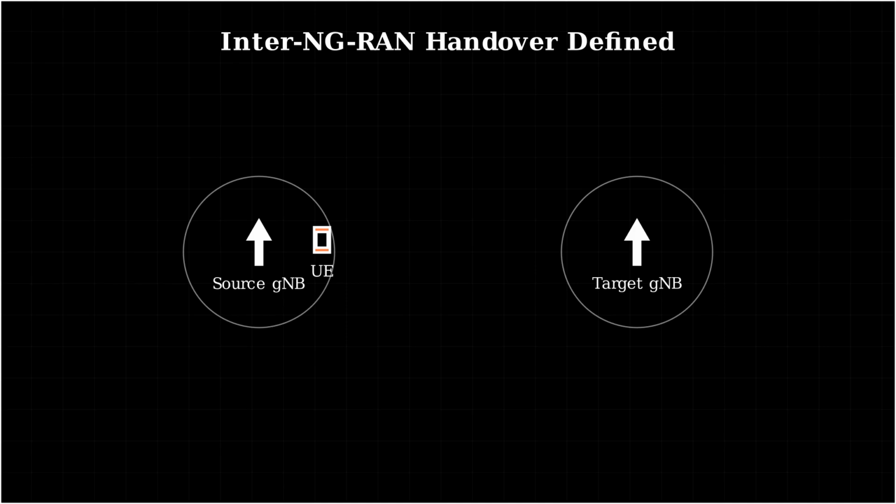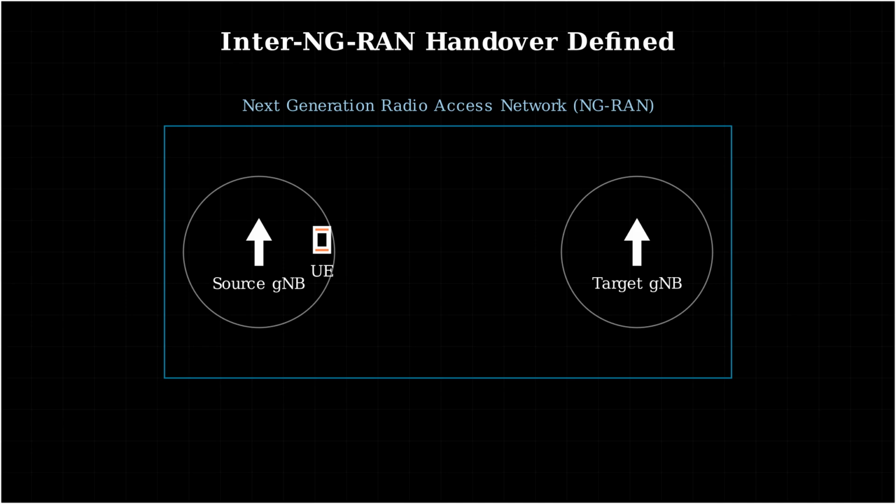the UE will move. The key characteristic of inter-NG-RAN handover is that both the source and target gNBs are part of the same next-generation radio access network, or NG-RAN. During this type of handover, the UE physically moves from the coverage area of the source gNB to the coverage area of the target gNB, requiring a transfer of the connection.